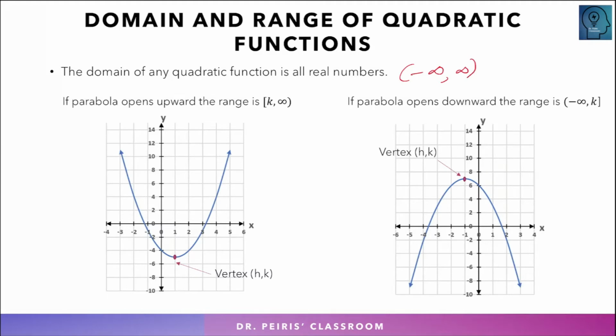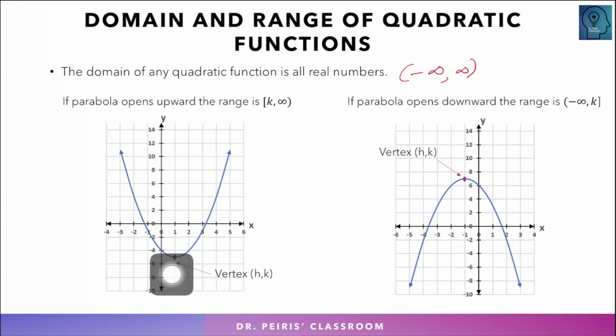Now depending on if the parabola opens upward or downward, we will have a different range. This is an example of a parabola which opens upward. If the constant a is greater than 0, the parabola opens upward, and in that case there is a minimum point which is the vertex. This is the minimum value for the y, and then the y values keep increasing, so the y values go to infinity. Which means the range is from k to infinity. K is the y coordinate of the vertex.